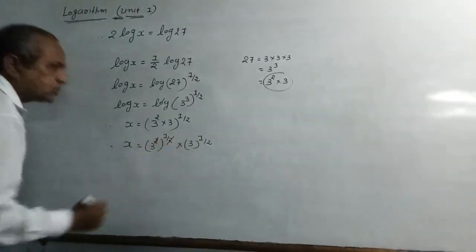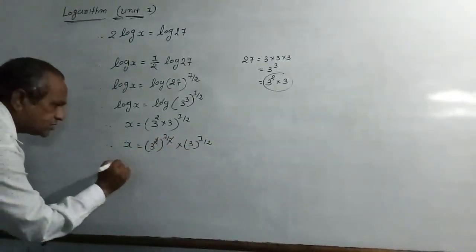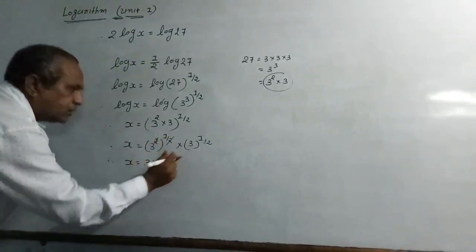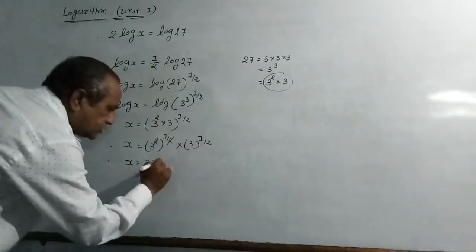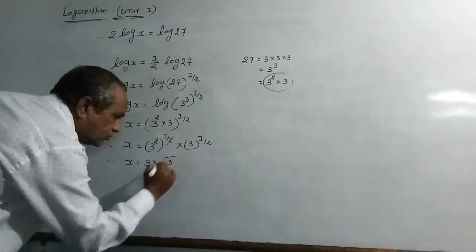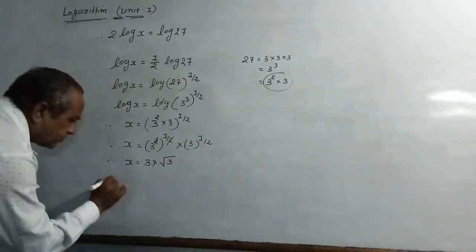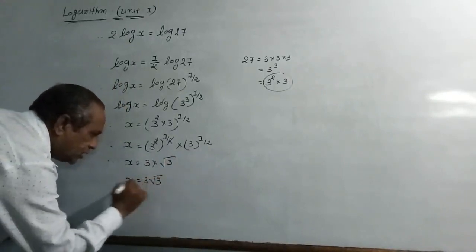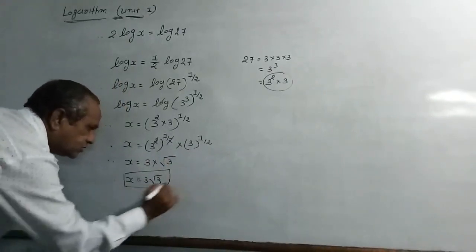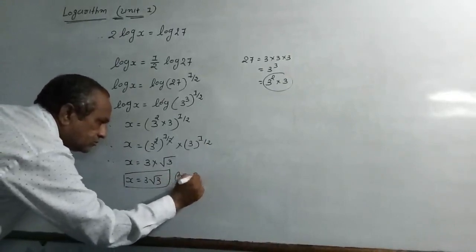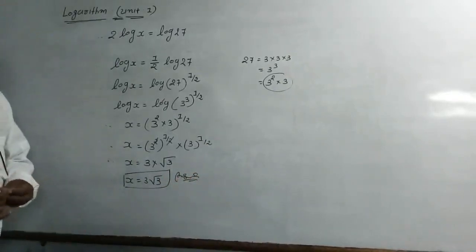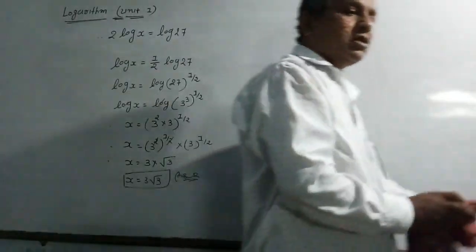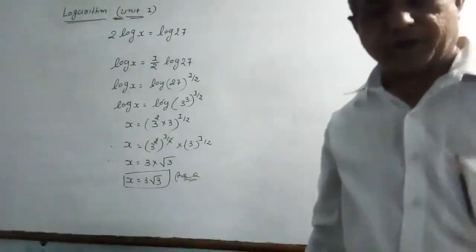Then the 2 cancels. So x is equal to 3 raised to 1, that is 3, multiplied by 3 raised to 1 by 2, which is the square root of 3. So x is equal to 3 root 3 is our answer. Similarly, do the first example and second example in your workbook. Okay.